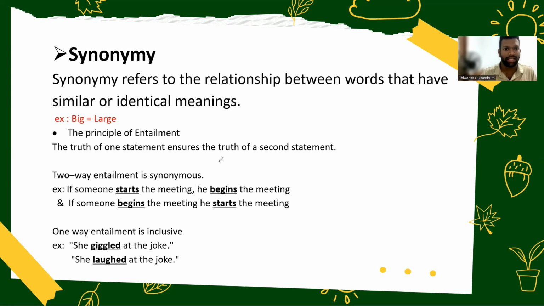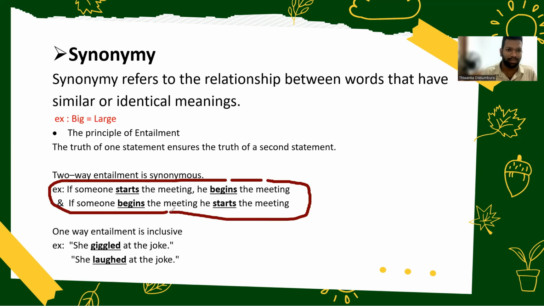Two-way entailment is synonymous. For example, if there are two synonyms, start and begin, we know that they are synonyms. Considering the entailment principle, we can see in the slide also. If someone starts the meeting, he begins the meeting, and if someone begins the meeting, he starts the meeting. So those two synonyms are entailed two-way, right? One-way entailment is inclusive.